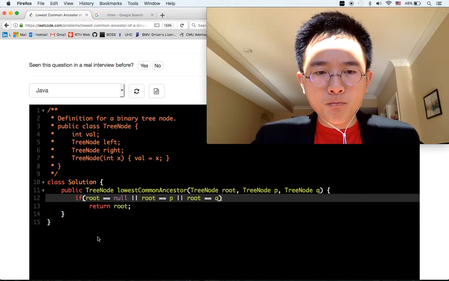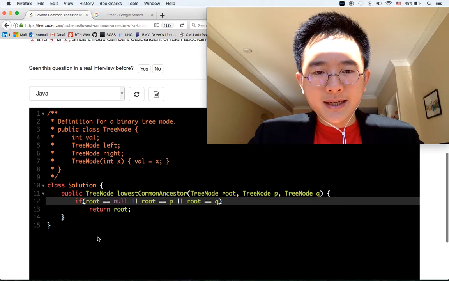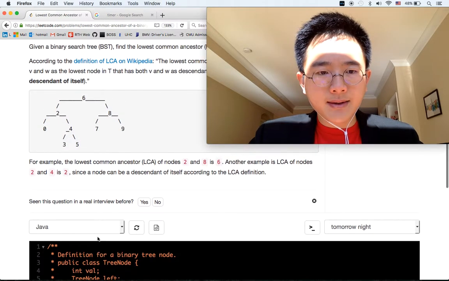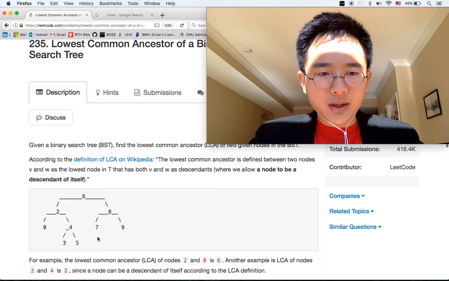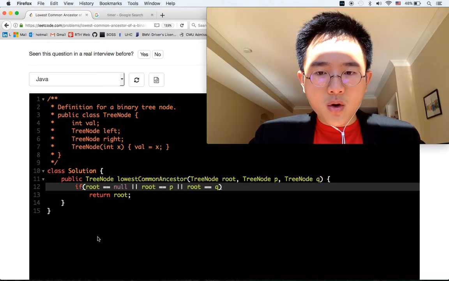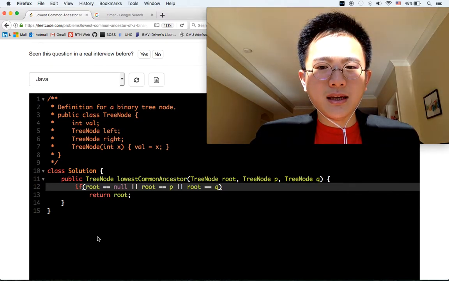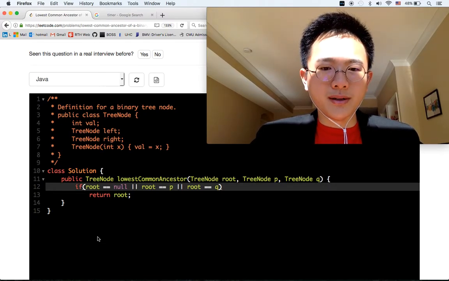But if it's not, then we should split it. Do we know the value of P and Q? Is it guaranteed that P is less than Q? I don't know. So if, say, root is less than Q and larger than P, then obviously this is the root we want.